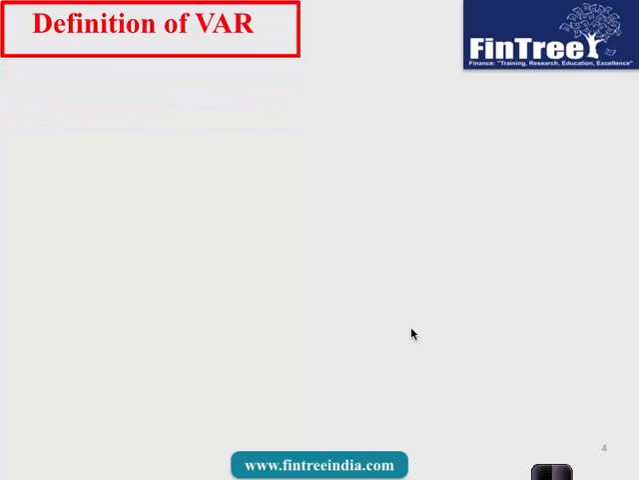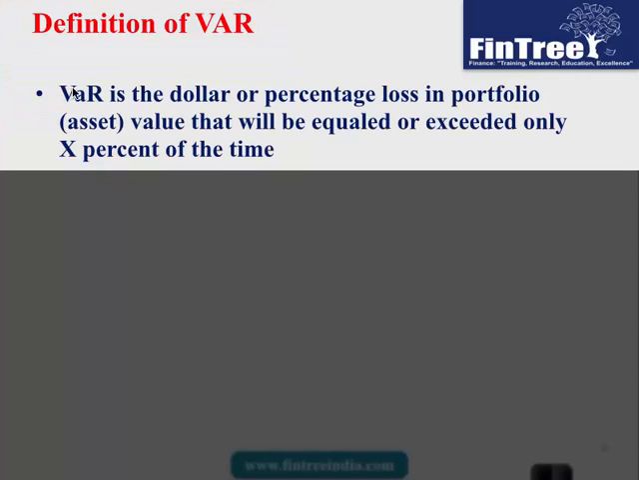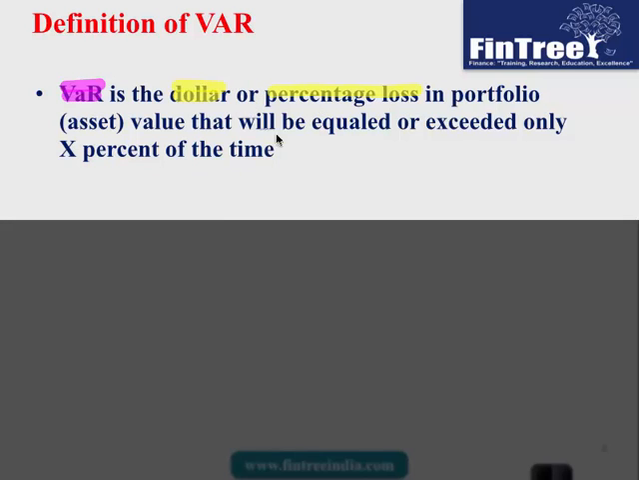So let's start with the first one, the definition of VAR. VAR is the dollar or percentage loss in a portfolio that will be equaled or exceeded only X% of the time. VAR could be quoted in terms of percentage. So you might see a VAR which says 3% or minus 3%, meaning that whatever the value of your portfolio, you can lose 3% in the specified time. Or it could be quoted in dollar terms, maybe as 15,000 USD.